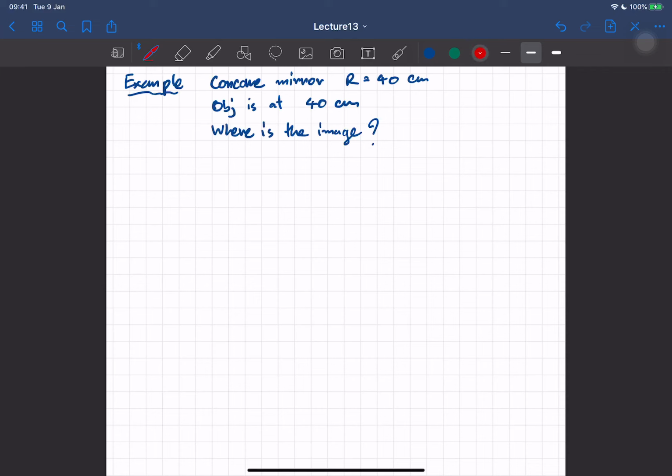So let's do this. R equal to 40 centimeters. So we can say right away that F is again R over 2, so that's going to be 20 centimeters. And because this is a concave mirror, the same behavior as a converging lens, the focal length is positive. You can explicitly write positive here, or not, it's fine. At least you know that it's not negative. So it's positive 20 centimeters. Let's draw the ray tracing.